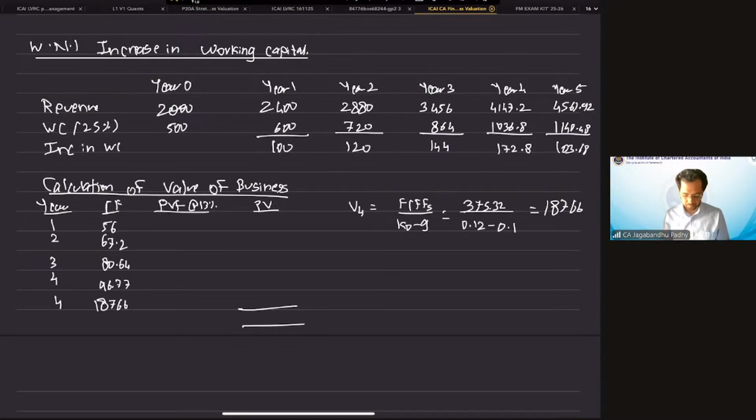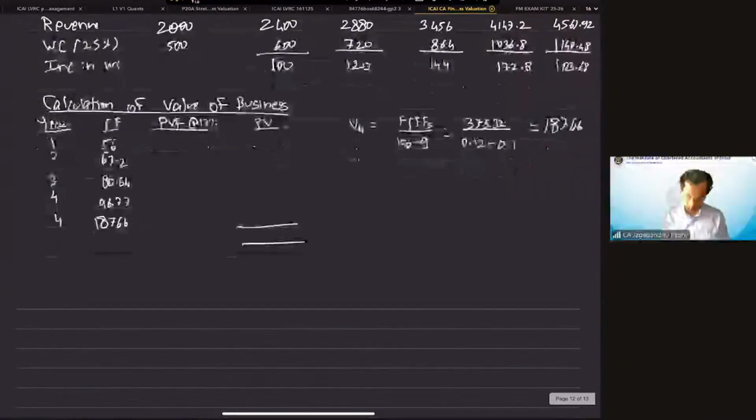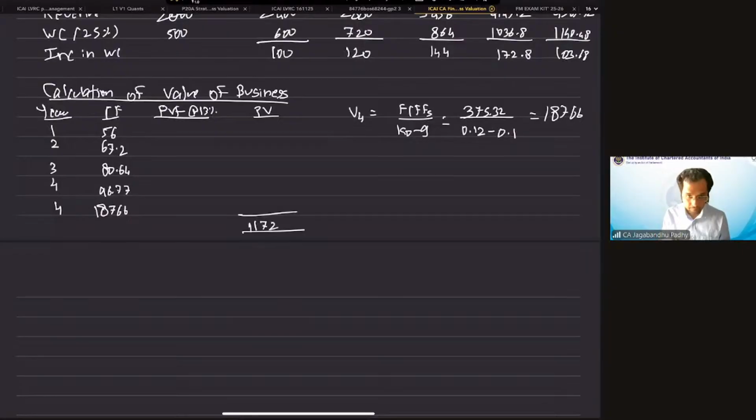$11,720.94. Some rounding off here and there, that's okay, acceptable. But this should be the value of the business by using the FCFF approach. Okay. Easy, guys? Yes.